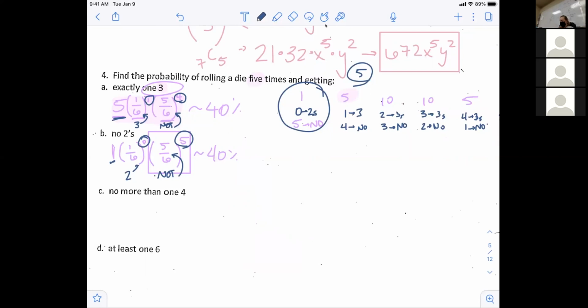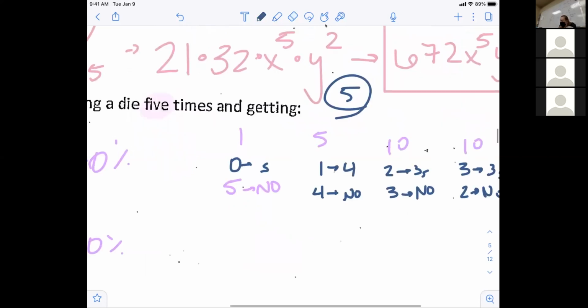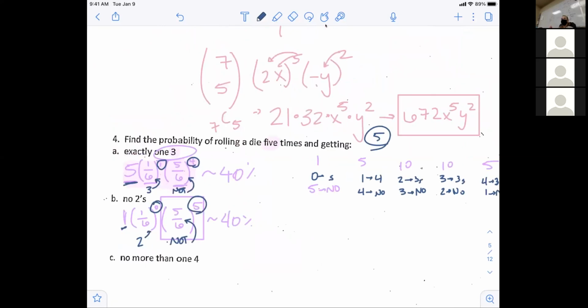Okay, so we're gonna do 2 more of these. It's the same process. I'm not gonna relabel anything, except this time I'm looking for no more than 1 4. So again, I know I have these labeled 2s and 3s. I can label them 4s. It's okay if you have 1 4, right? It says no more than 1 4. Is 1 4 okay? Yeah. Can I have 2 4s? No. Okay, so 1 4 is okay.